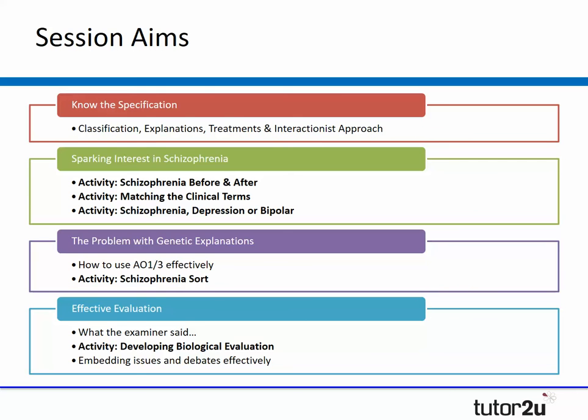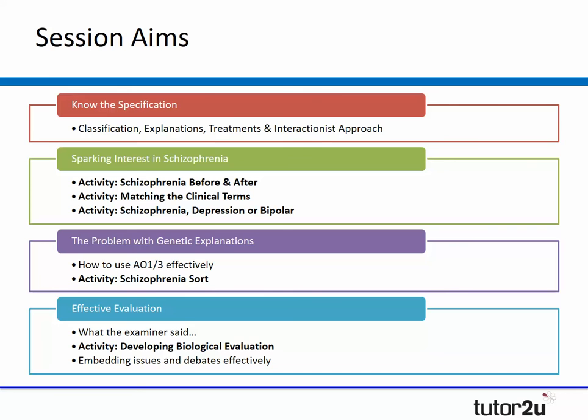We're going to look at understanding the specification and know exactly what is in there in terms of exam questions. We're going to look at how to spark student interest in schizophrenia with a series of 3 activities that will hopefully get your year off to a really good start. Thirdly, we're going to look at the problems of genetic explanations and how to use AO1 content and AO3 content effectively, and a nice activity that will help you embed that.